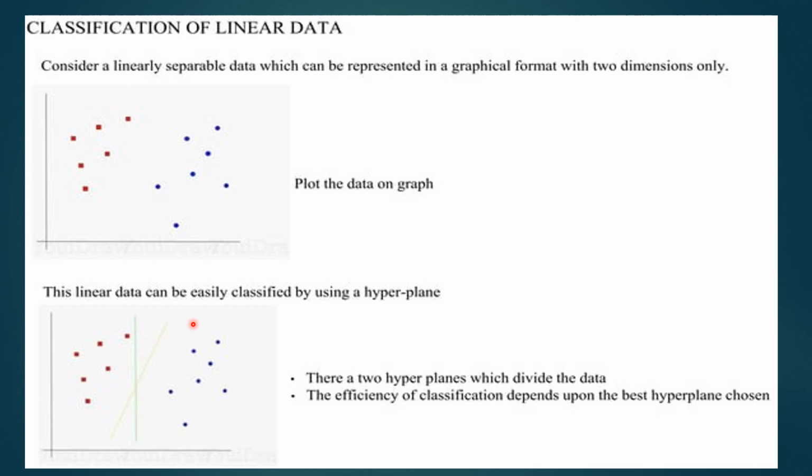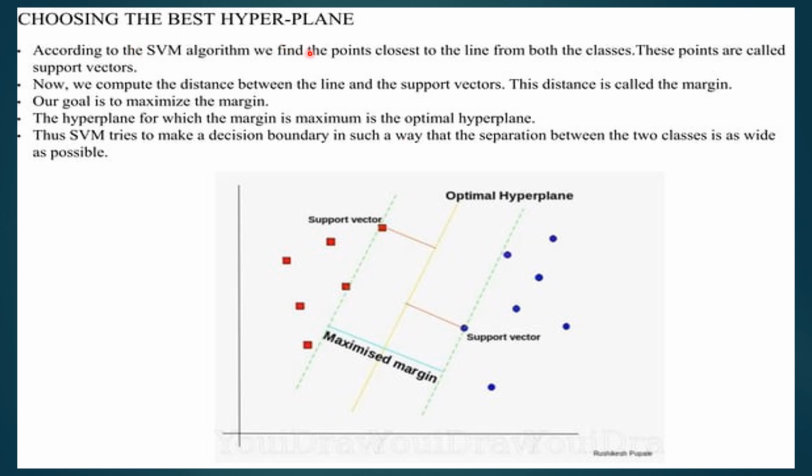The efficiency of classification depends upon the best hyperplane chosen. So choosing the best hyperplane for the SVM, for example, the optimal hyperplane and the maximum margin. This is the maximum margin between this hyperplane and this hyperplane. So these are the data separated by the separating hyperplane. The hyperplane for which the margin is maximum is the optimal hyperplane. SVM tries to make a decision boundary in such a way that the separation between the two classes is as wide as possible.